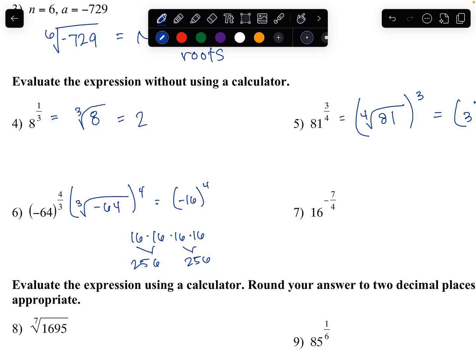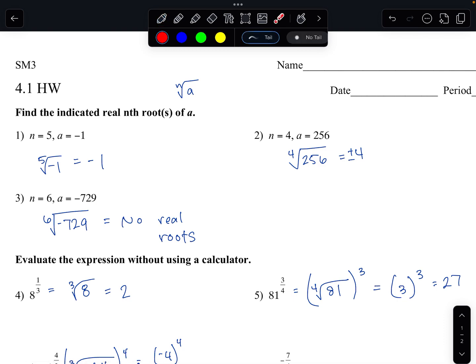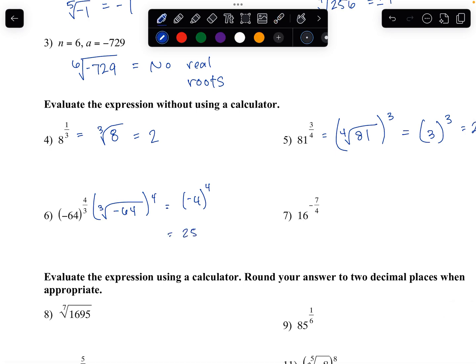Wait a minute, what am I doing? One second, guys. No wonder I can't do that. That's not what we're supposed to do. I wrote this right here. This is supposed to be negative 4, not negative 16. I think I said that earlier, but I wrote down negative 16 for some reason. So the cube root of negative 64 is negative 4, and that's going to be raised to the 4th power, and we already did that here. 4 to the 4th power is 256. So this right here is going to be equal to 256. There we go. That makes a lot more sense now.